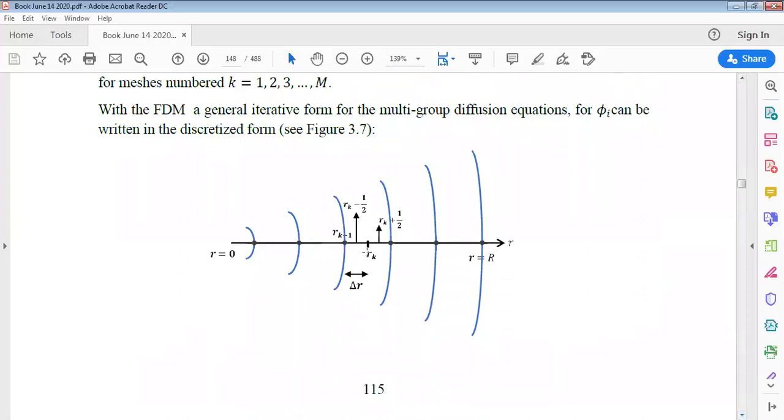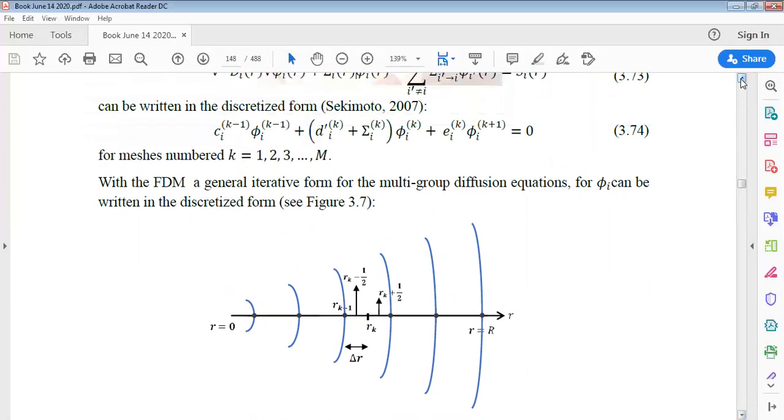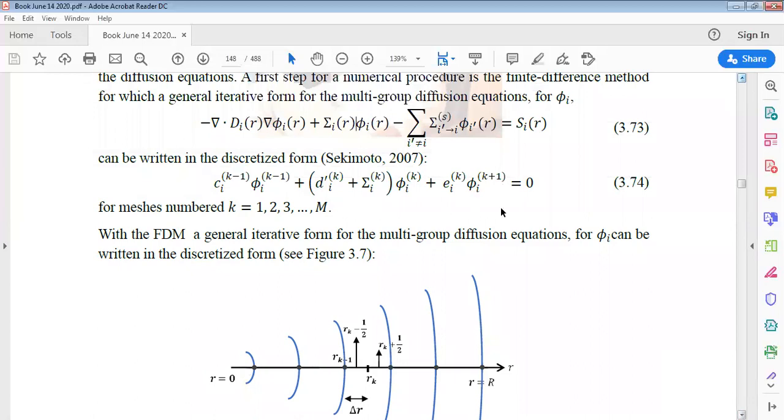So look at this for a sphere. You break a sphere, which is physically going from R equal to 0 to R equals some big R, into a finite number of shells. So at the kth nodal point over here, you can write down the balance equation for current, and that comes out into a discretized form like this.